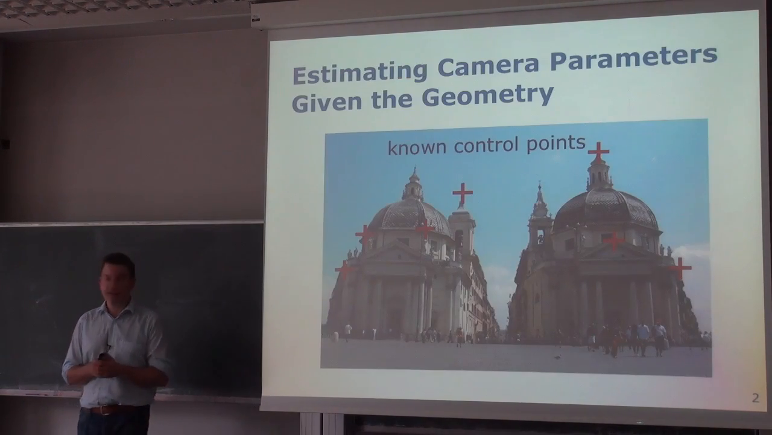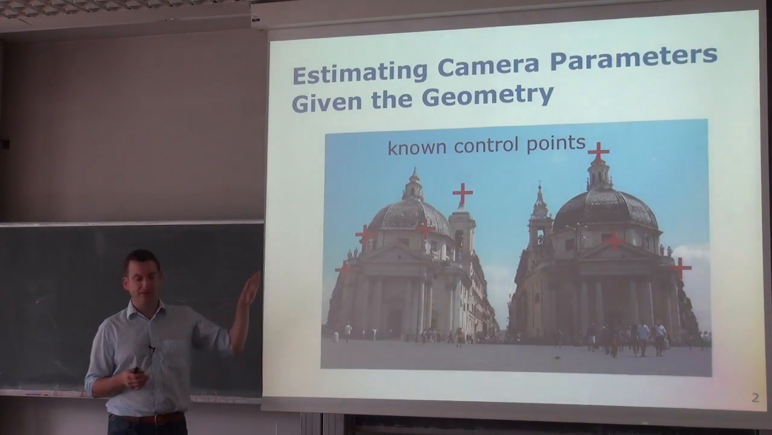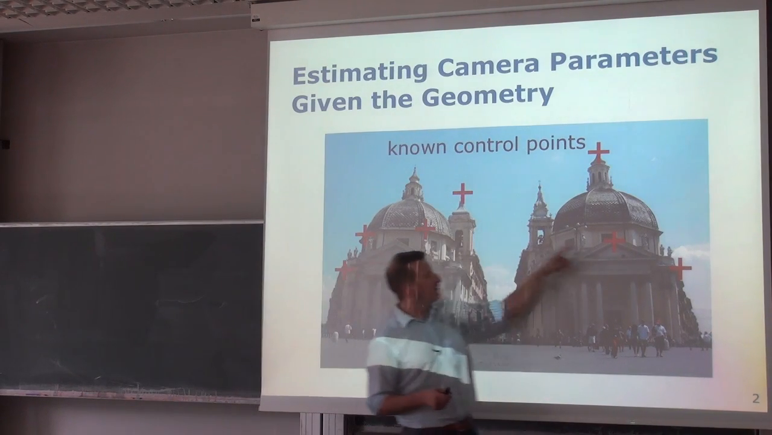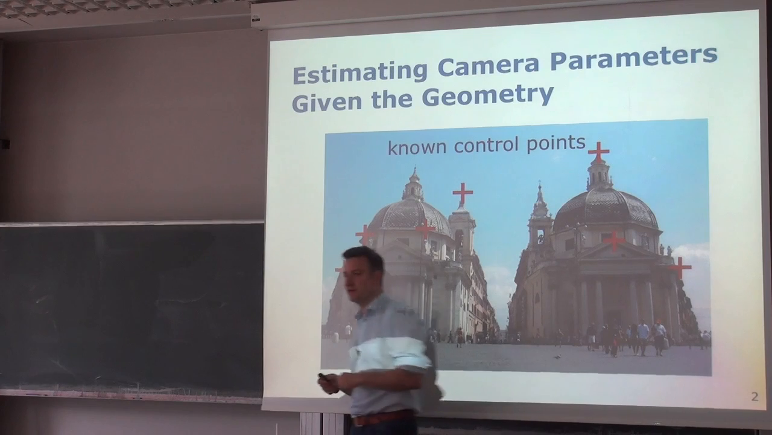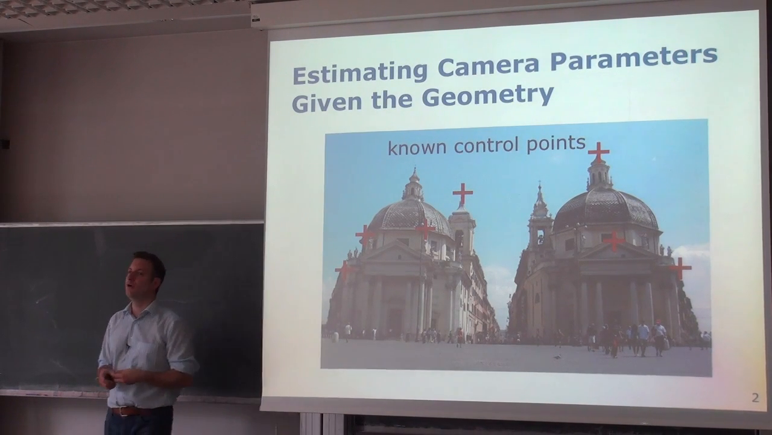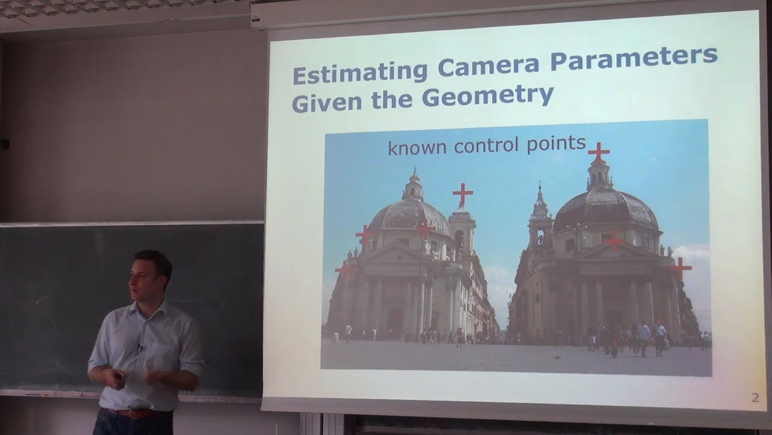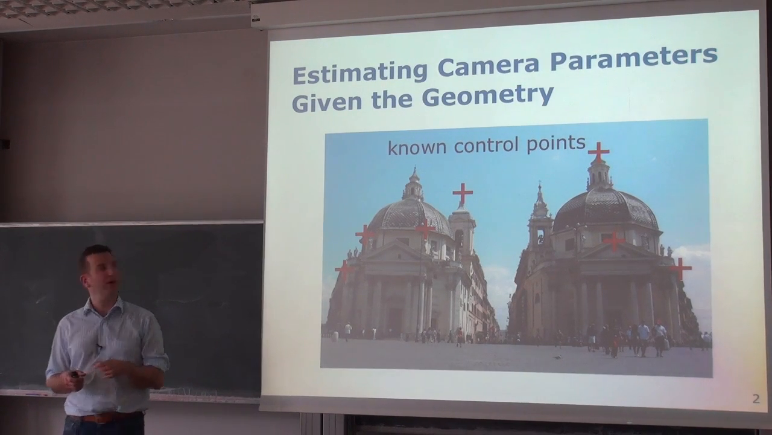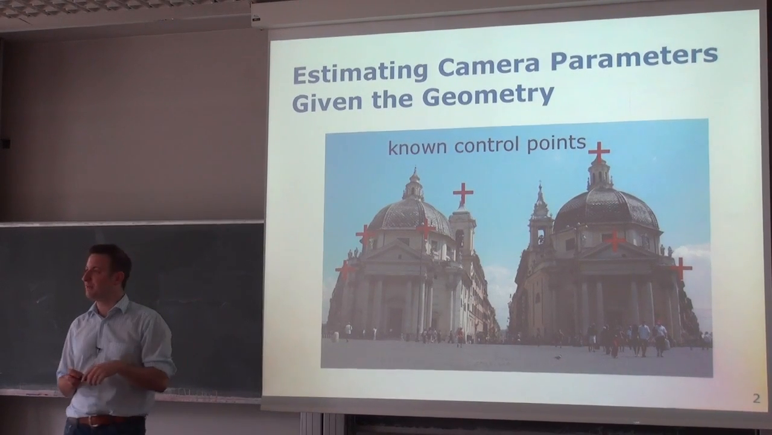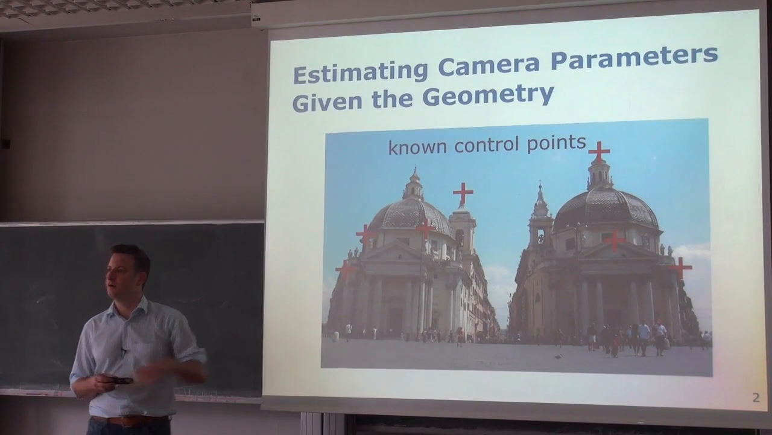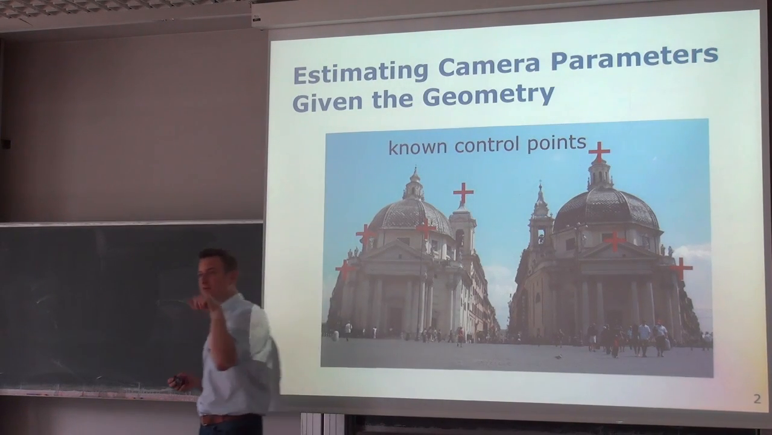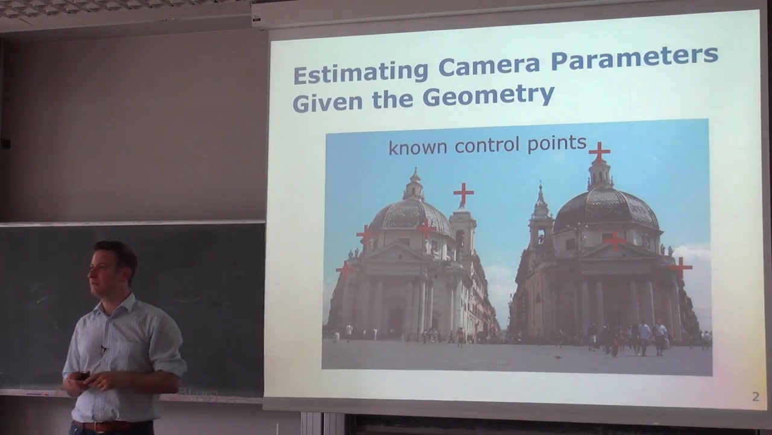So what's the idea? Consider we have images of a scene and we know something, let's say the location of those red crosses over here. There's something which you can call control points, so points about which we know their 3D location in the world. And the question is, if I have such an image, can I actually tell something about the parameters of the camera? So based on these images, if I know the location of those points, can I actually tell from which location this image has been taken?